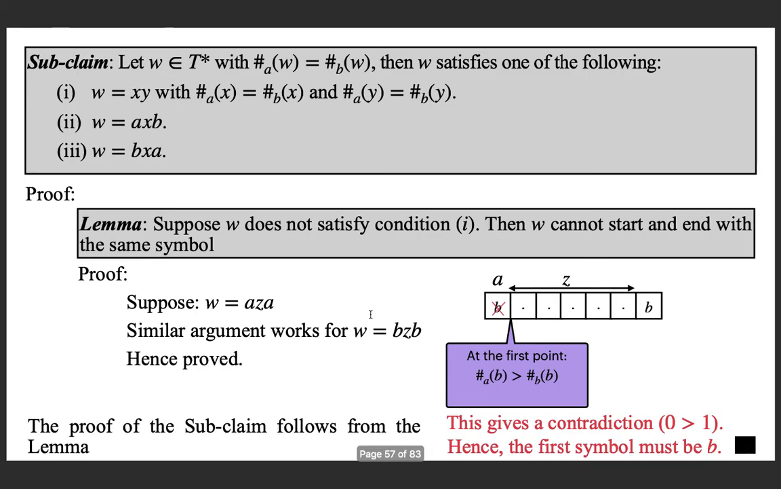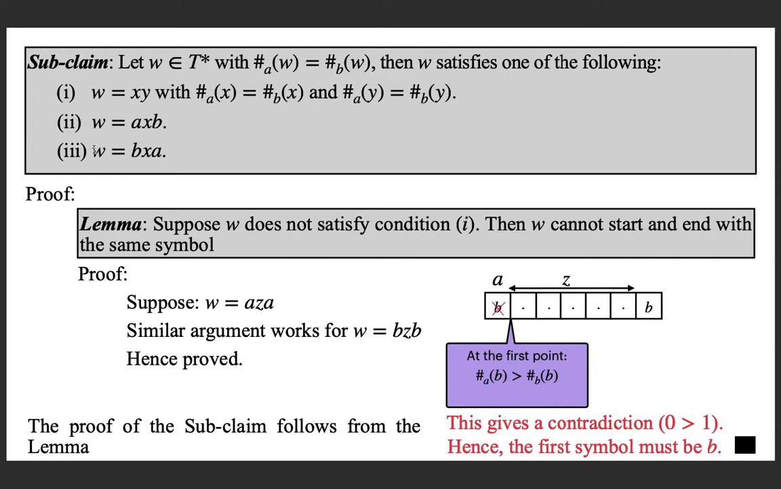If the lemma is proved, the proof of the subclaim follows, because the lemma proves that if W does not satisfy condition 1, then W cannot start and end with the same symbol. So W must satisfy either condition 2 or 3. So we proved the subclaim, and hence for any string W in the language, W must satisfy any of these 3 conditions.